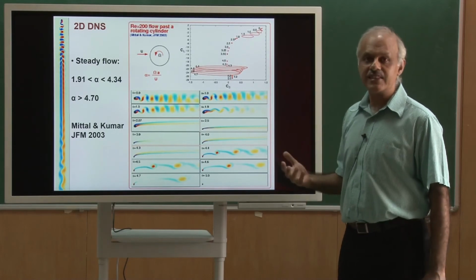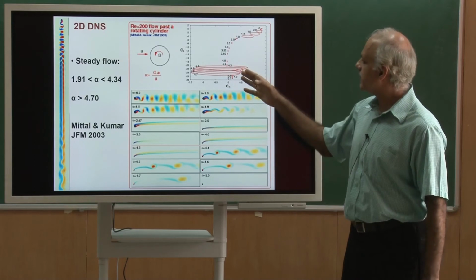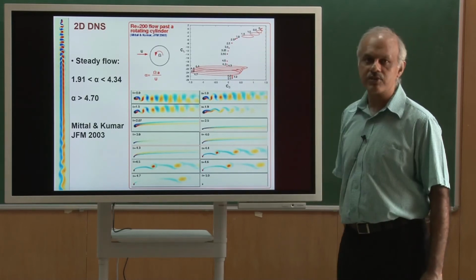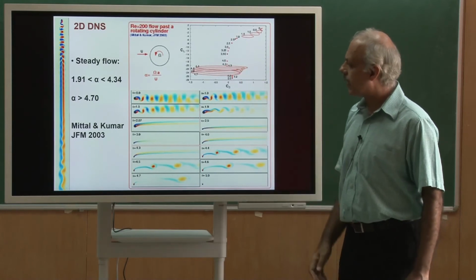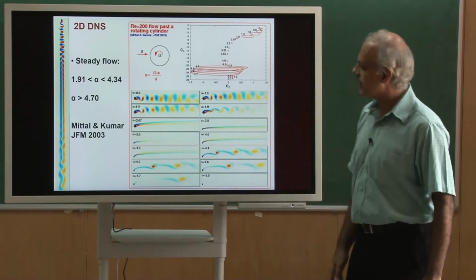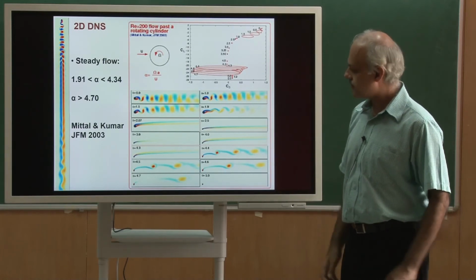So it is a very interesting flow. Okay. This was not known before, the second instability. So the first instability of the vortex sheet was known, but this one was actually discovered by our group in this very interesting paper. If you get time, you might want to look at it.